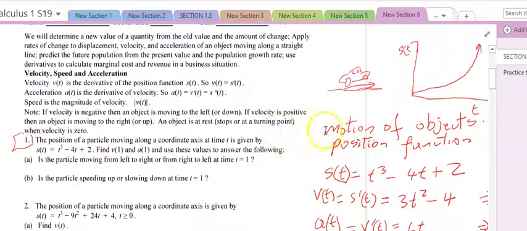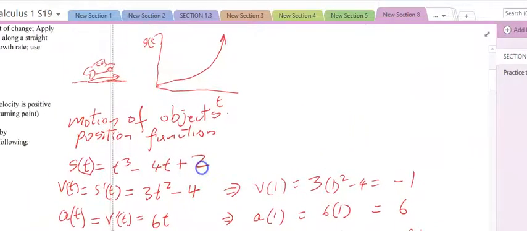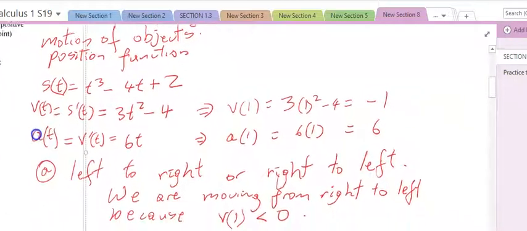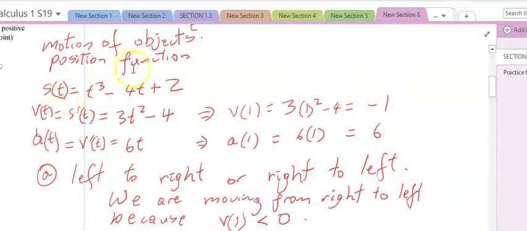So let's look at what something like this would look like. Here is our position function, s of t equals t cubed minus 4t plus 2. Now recall that our velocity function is the derivative of our position function. So v of t is equal to s prime of t. If we take the derivative of t cubed, that becomes 3t squared. The derivative of minus 4t is just minus 4. The derivative of a constant is 0. So our v of t function would be 3t squared minus 4.